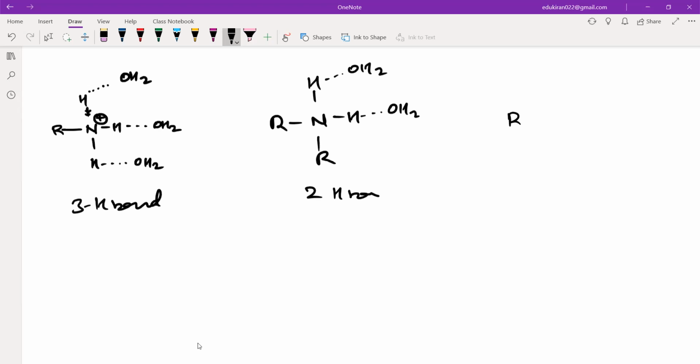And if you look at R, N, R, and there is one hydrogen here, there will be a positive charge here, and the OH2 group is here. Now this has only one hydrogen bond. Okay, this has only one hydrogen bond. Now which will be more stable due to solvation?